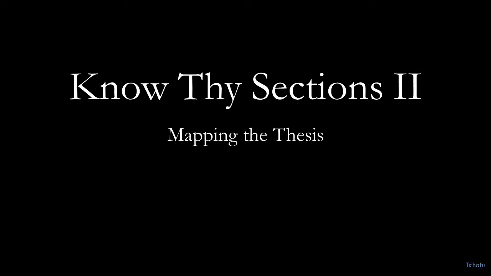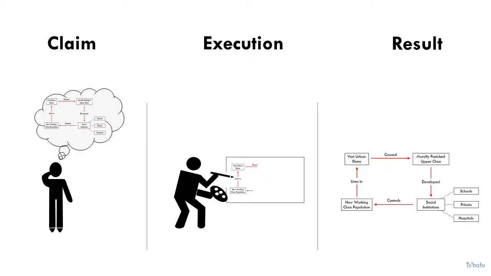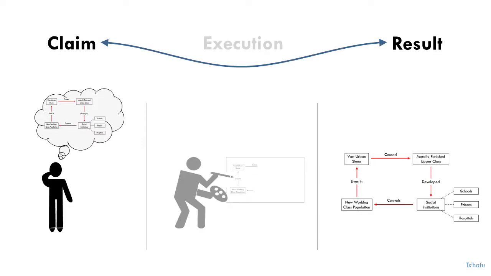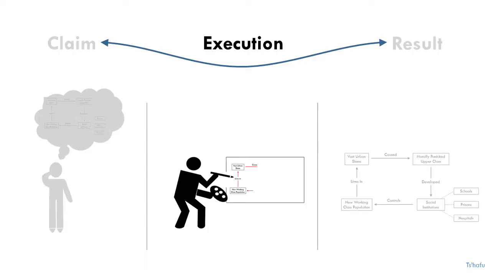Welcome back to the 9th installment entitled Know Thy Section 2. So this is the second part of the sub-series on mapping the thesis onto your paper and thinking critically about that process. And as we were saying before, the key point that we want to make here is that the claim matches the result. That is what we're after. But the action really occurs in the middle, in the execution phase. That is where you're painting the actual picture.